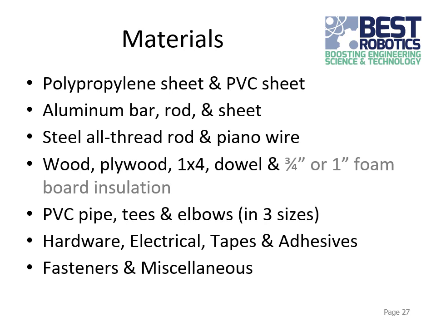So for your materials, you've got your plastic sheets there, the polypropylene and PVC sheets. Those are both plastics. You have some various aluminum parts, like an aluminum flat bar, an aluminum rod, and an aluminum sheet. You have the steel threaded rod, and also there's some piano wire you can use. There's some various wood things like wood sheets, plywood, a 1x4 dowel rod.